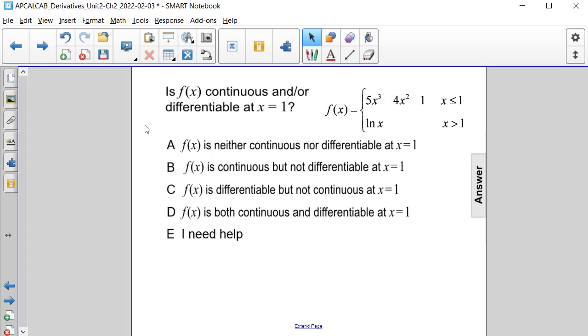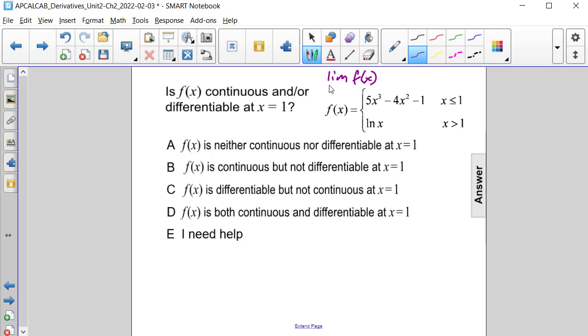Is f of x continuous and/or differentiable at x equals 1? Well, the first thing to test for is continuity, and in order to do that, we need to determine the limit of f of x as x approaches 1 from the left, and the limit of f of x as x approaches 1 from the right. Let's start off with the left.